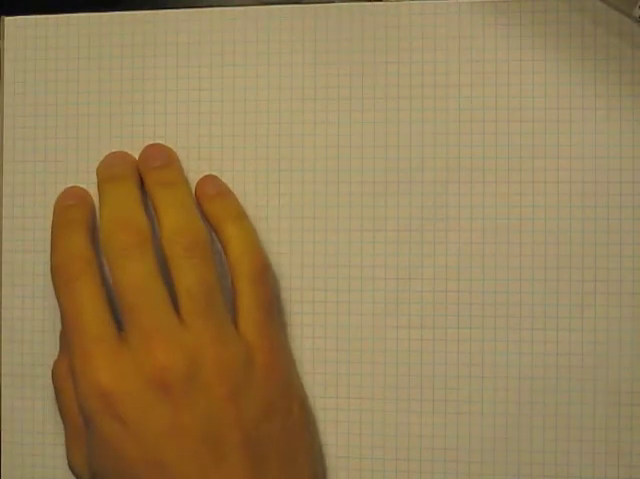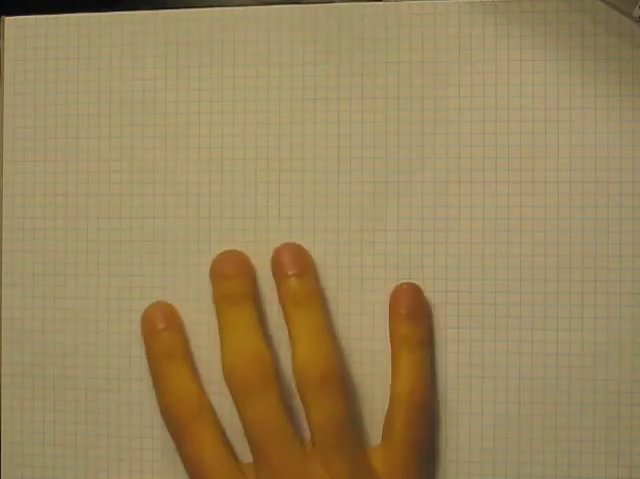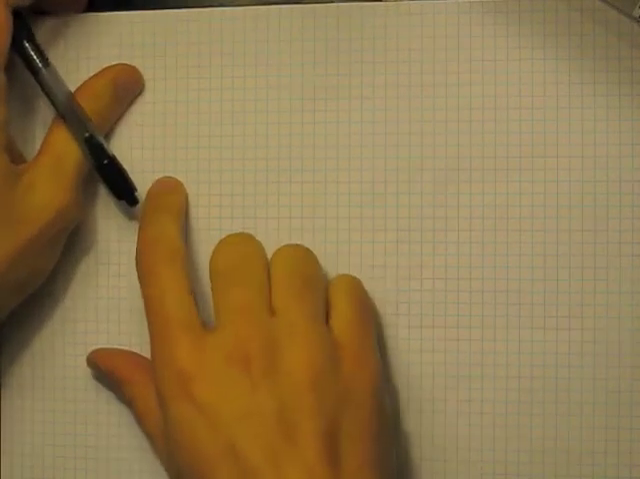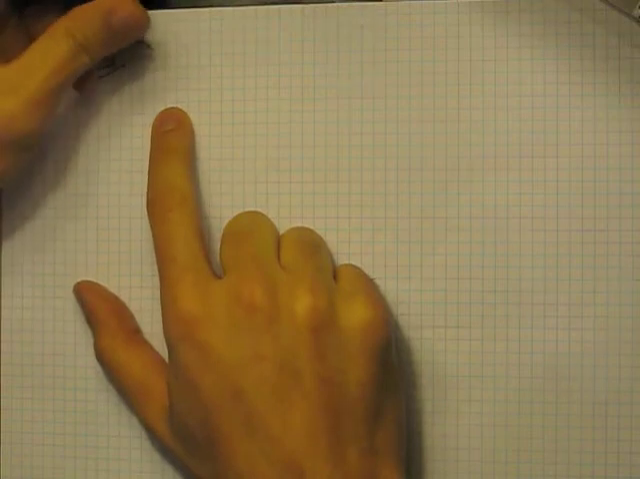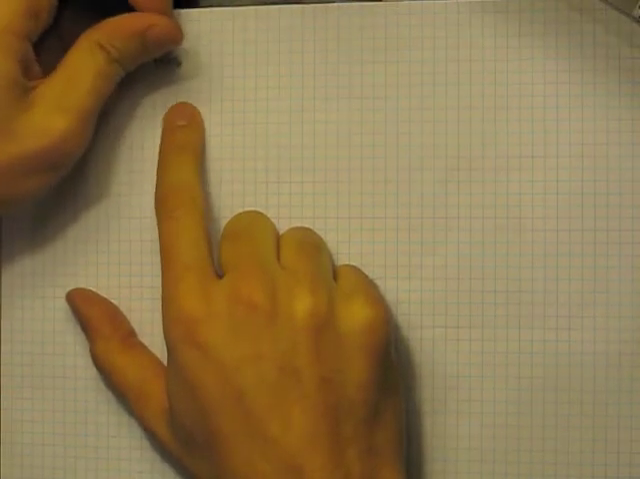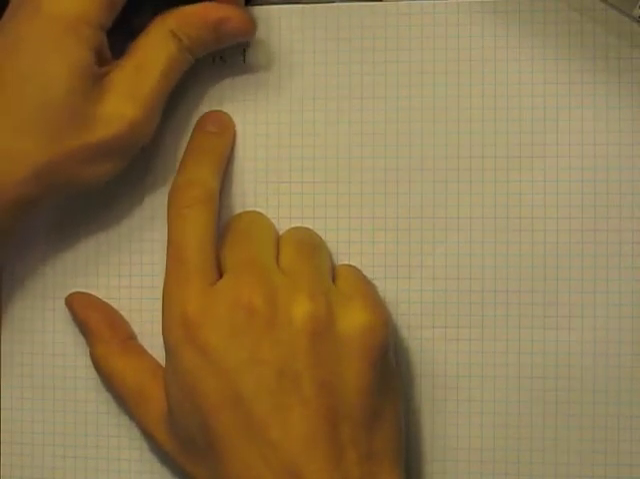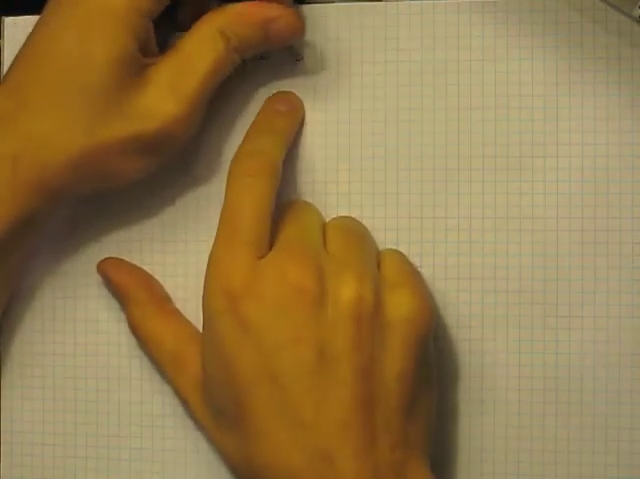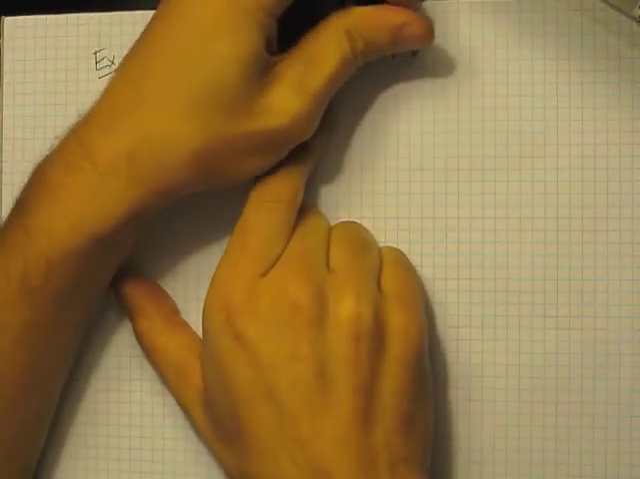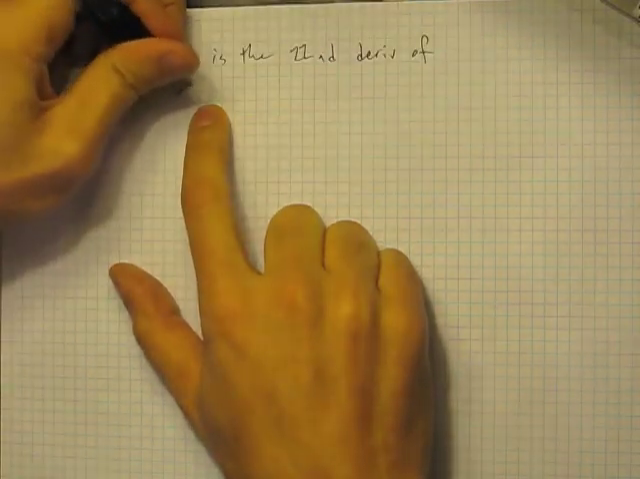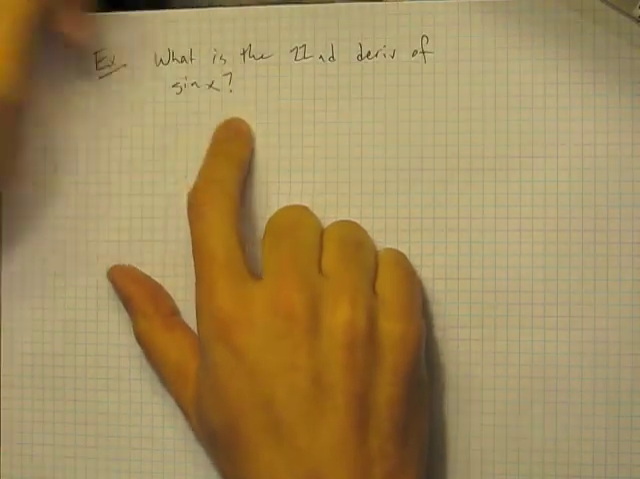that is pretty much all of section 2.4. Let's do one more question from here. So what is the 22nd derivative of sine of x?